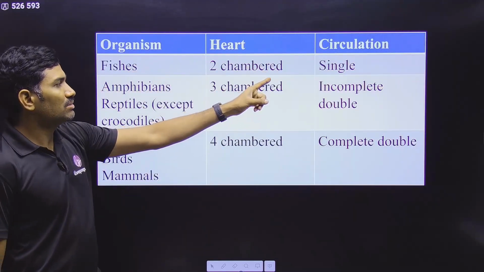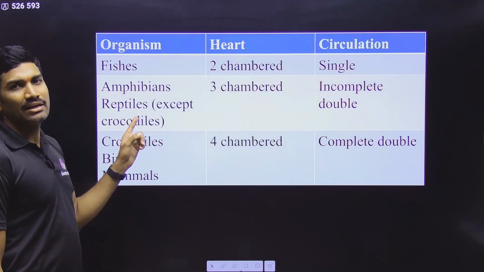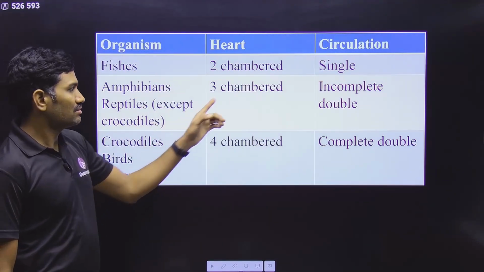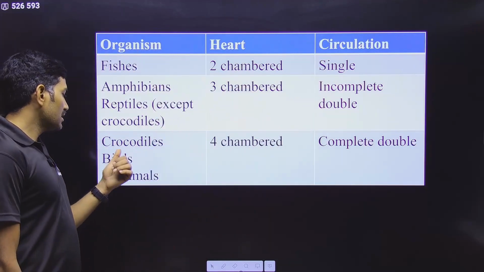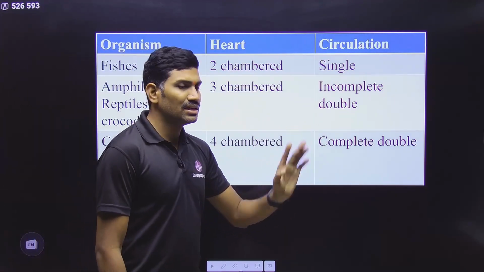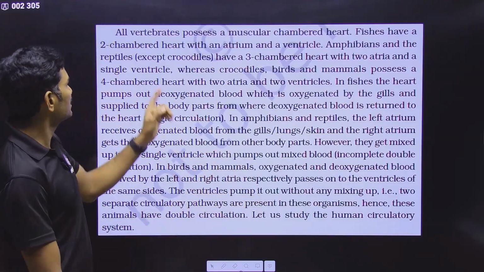Fishes: 2-chambered heart is present, single circulation. Amphibians and reptiles except crocodiles: 3-chambered heart, incomplete double circulation. Crocodiles, birds and mammals: 4-chambered heart, and complete double circulation. Now quickly we will go with the NCERT content.